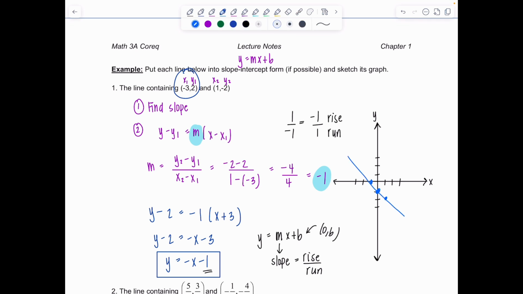Yes, Professor V. So there you go. However you want to slice and dice it. And then if you were to keep going, (negative 3, 2) and (1, negative 2) would also be on this line. Okay? Good.